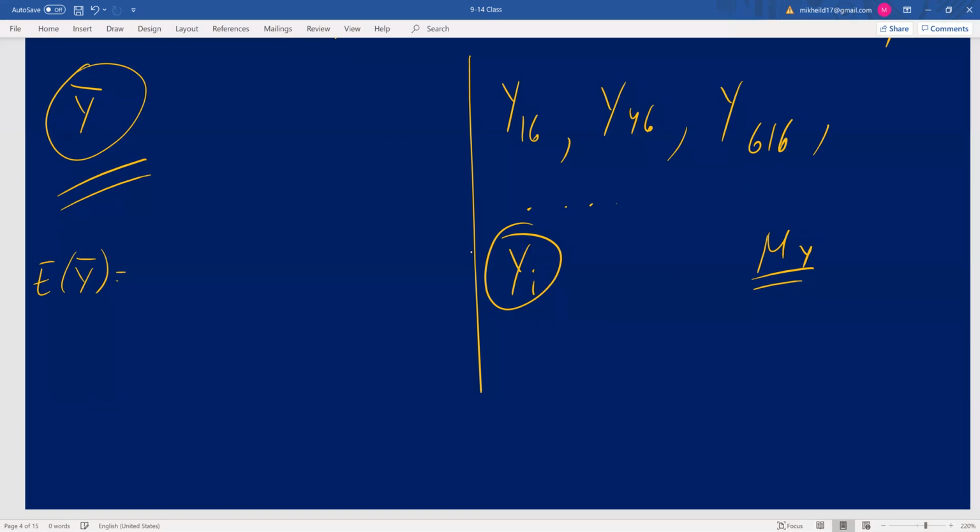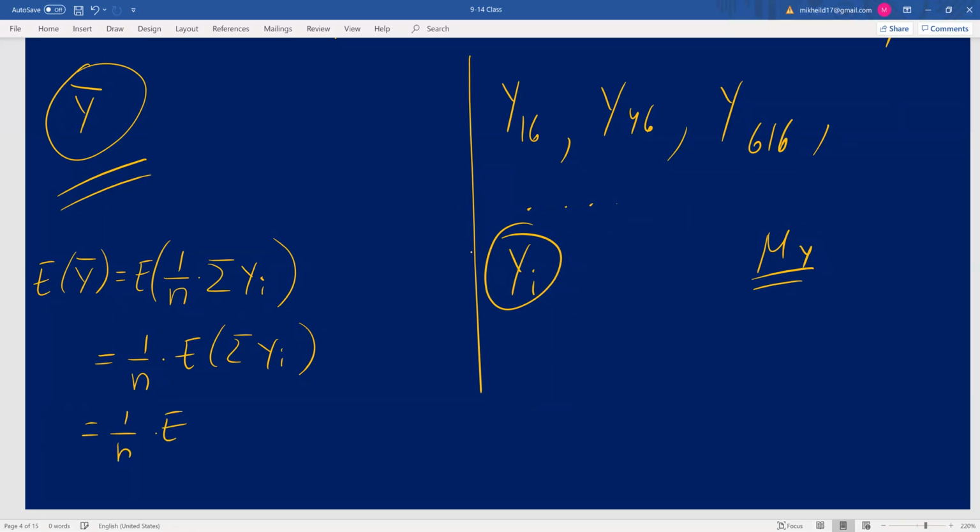Okay, that's the expectation of what is Y bar? Isn't y bar the average? 1 over n times the summation of yi. And that is 1 over n times the expectation of what? The summation of yi. Then that is 1 over n times the expectation of y1 plus y2 plus and so on plus yn.